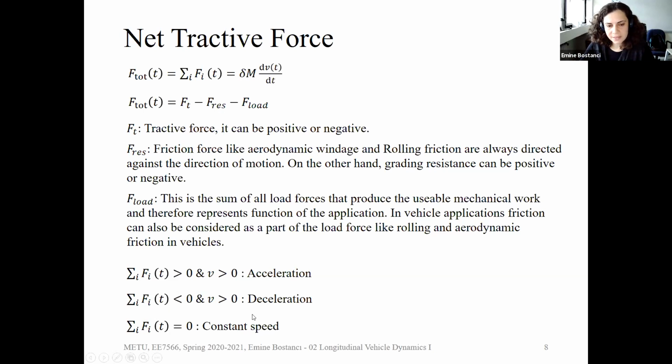If the net force is negative, the system will decelerate, and if there is no net force, the system will keep its speed. And you will see in this course, we will always look into the forward motion. All our vehicles are going to just move forward. We are not going to look into the backward motion. Therefore, this will be the case if the speed is positive.